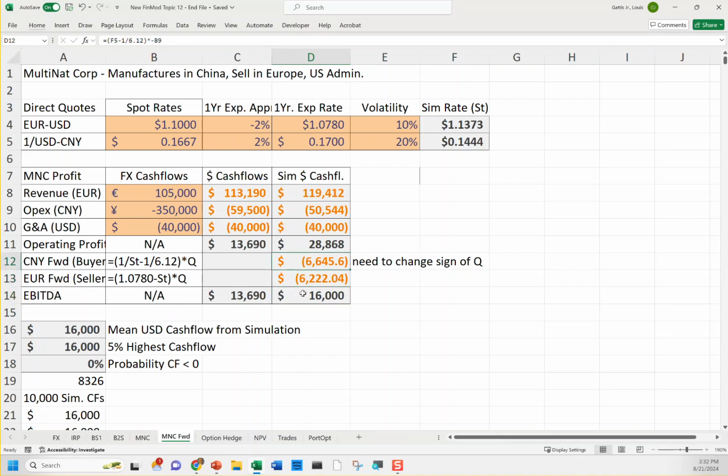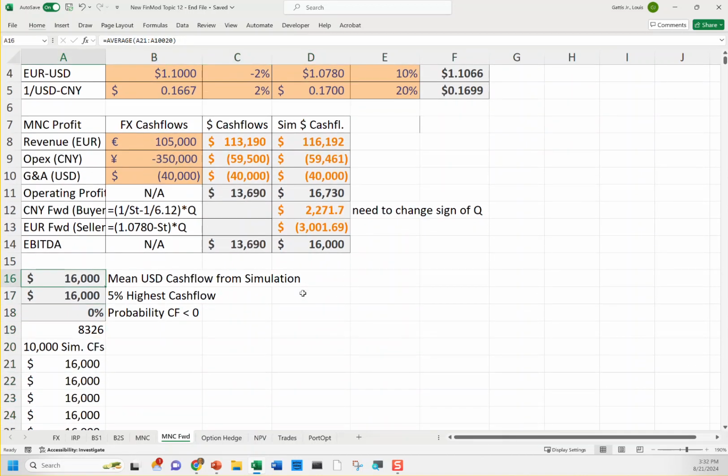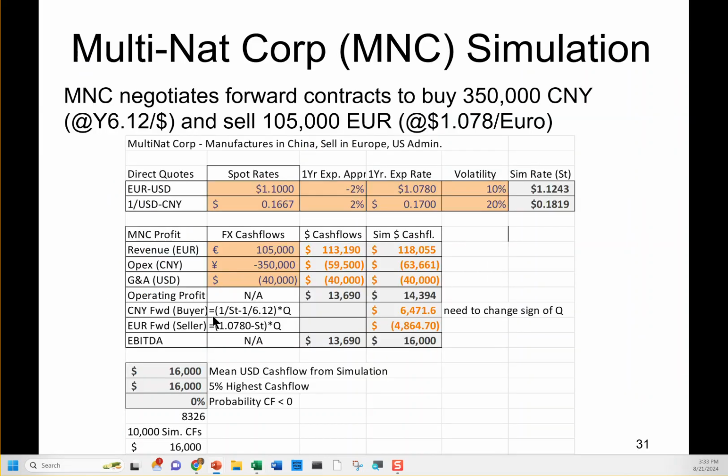So what you see, I am perfectly hedged. Any increase in cost will be offset by a profit here from the forward, and any decrease in revenues from my euros will be offset by a contract here. So it's kind of interesting that when you run the simulation, you are fully hedged. You're guaranteed $16,000. The 5% highest is $16,000. Every number is actually $16,000, and there's no chance of going bankrupt. But I did have to give up some of the upside.